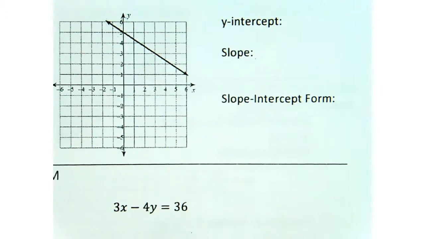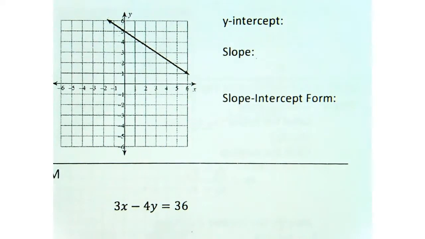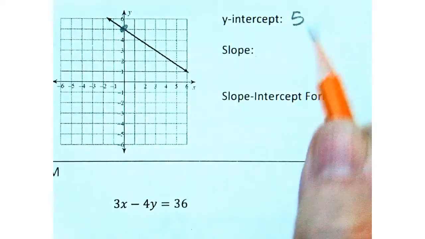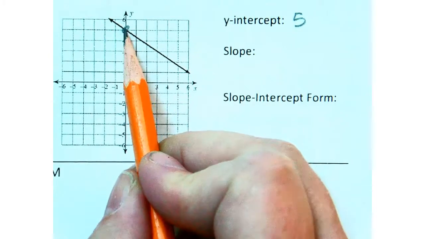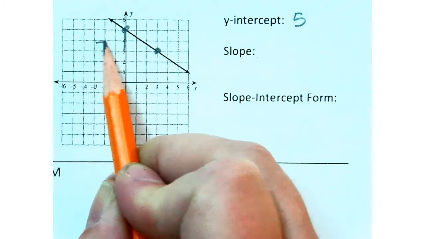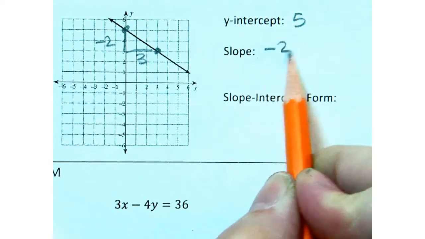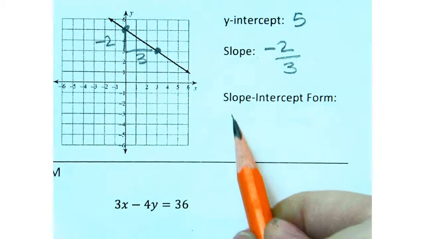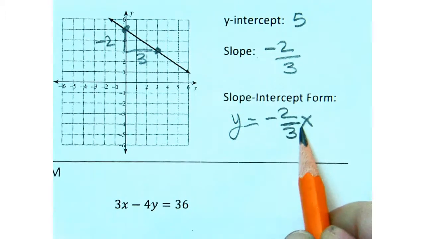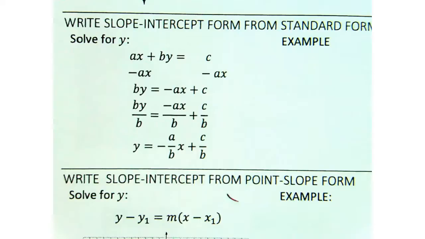Now that you have tried it, check your work. First, look for the y-intercept. In this case, the y-intercept is 5. Now, figure out the slope. The slope is negative, down 2, right 3, so a -2/3. The slope-intercept form of the equation is y equals -2/3 x plus 5.